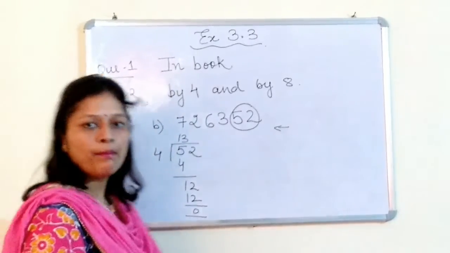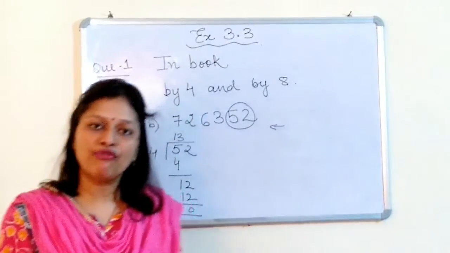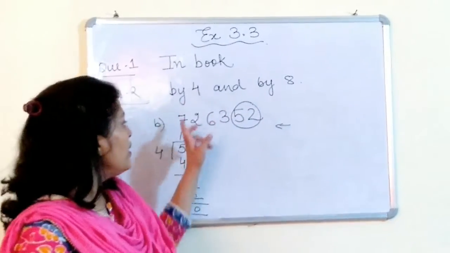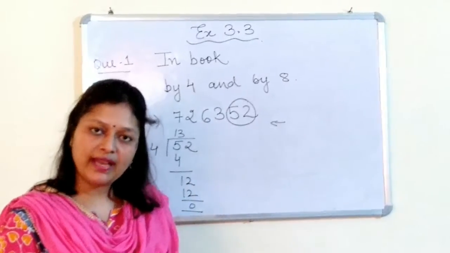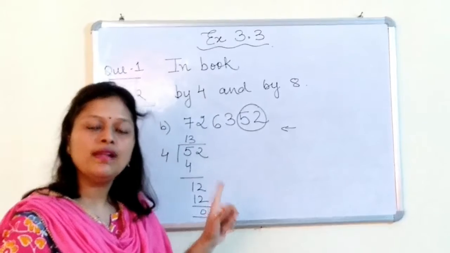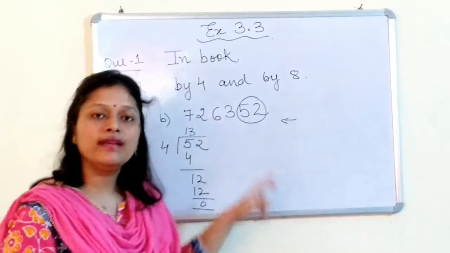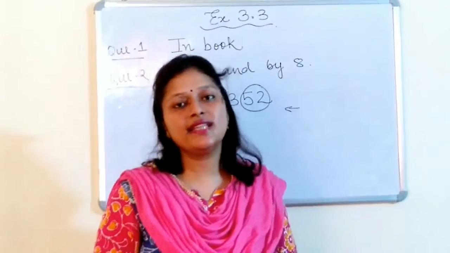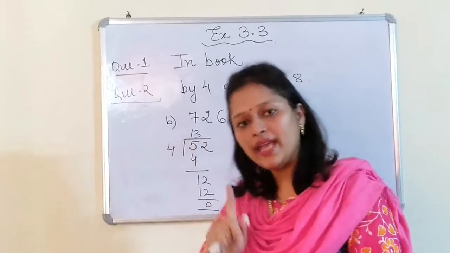Now, if the number formed by the last two digits is divisible by 4, then you can say the whole number is divisible by 4. So, you will write the answer. Yes, the number is divisible by 4 because the number formed by the last two digits is divisible by 4. Okay, children, check this number by 8.